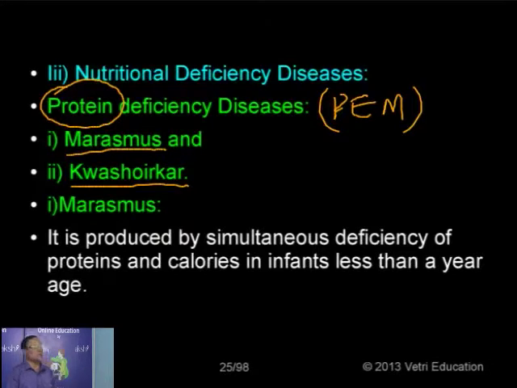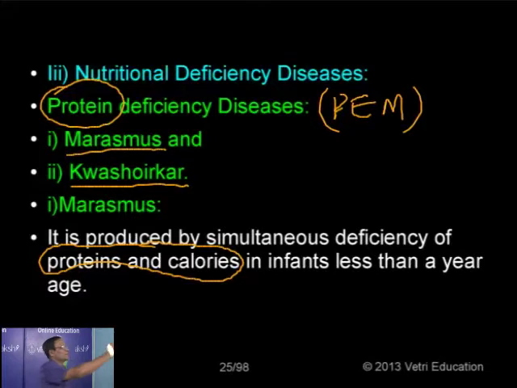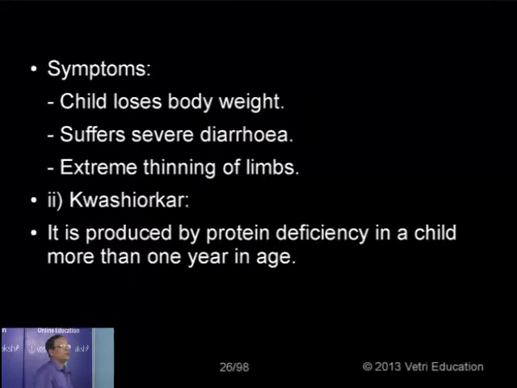So marasmus is normally produced because of the simultaneous deficiency. There is nothing but two deficiencies, protein and then calories. The word calories refers to the energy released by substances like carbohydrates. When there is a deficiency of calorie energy in the diet, or a deficiency of protein, the child develops marasmus. Now what are the symptoms? Even if you see the picture, you can understand what kind of symptoms they have. The main symptom, as protein is a major component of the protoplasm, is the loss of body weight. So the child loses body weight.